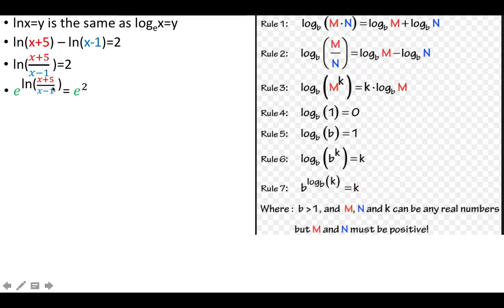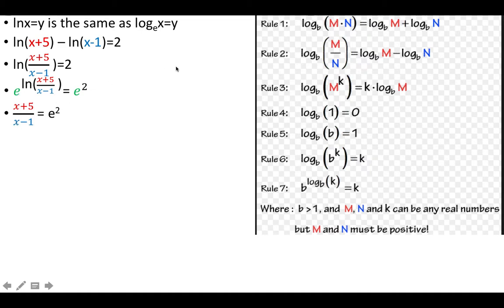When I do that, this whole stuff will come down by itself. As Rule 7 says, when I raise it to the base of the log, the stuff in the parentheses just comes down. It's going to be free. And over here, you still have e squared. Good. The goal still is to solve for x. I have a problem, though, because I have an x here and an x here. We've got to separate them and then bring them back together because it's problematic that they're in two different spots.